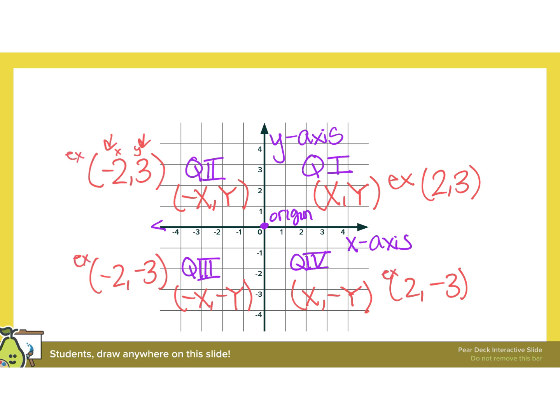Okay, so now I know where my origin is. I know where my x-axis and my y-axis are. I know where each of my quadrants is, and I could give you an example of a point in each quadrant. I know there's a lot of information on this slide, but on the next slide, you're going to try on your own, okay? You're just going to label everything. So you're going to label the x-axis, the y-axis, the 4 quadrants, and your origin, okay? You don't need to give me example points. Just get everything labeled and know where everything is.